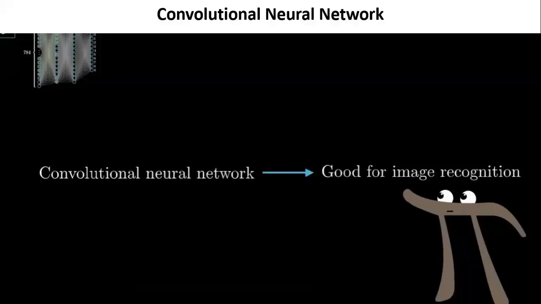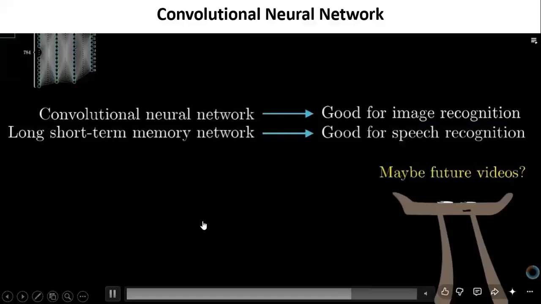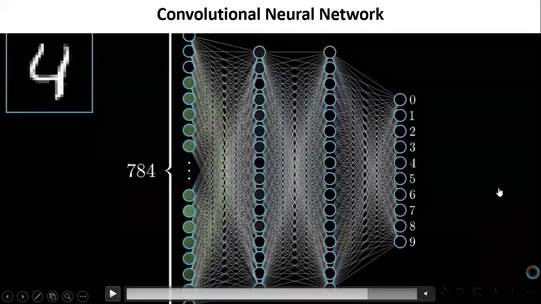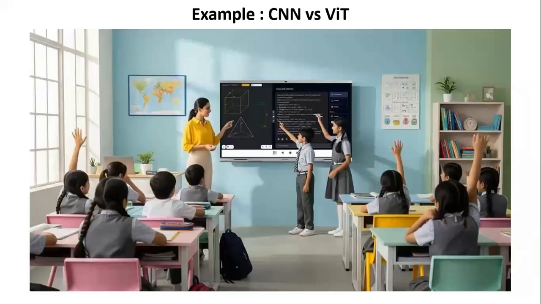So a convolutional neural network is very good for image recognition. LSTM is very good for speech recognition, but for future videos or for complex images, the CNN is not sufficient. For example, you see here, this is a complex image. Talking about CNN, just have a look at this particular image. This looks like a very smart classroom from a school. You can see there are multiple objects. Some students are raising hands. There is a projector. The teacher is standing close to the students. Students are explaining something.